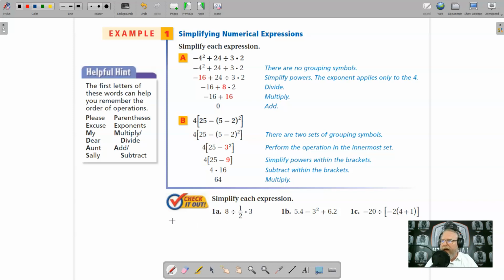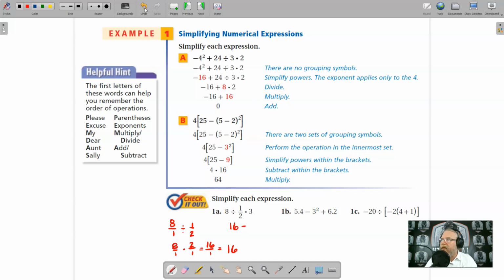8 divided by 1/2. Well, I could write that as 8 over 1 divided by 1/2. We know that whenever we divide fractions, we can keep the first, 8 over 1, flip the second, 2 over 1, change the sign to multiplication. We would have 8 times 2 is 16 over 1, and anything over 1 is equal to itself. So this first part here, 8 divided by 1/2, simplifies to 16.